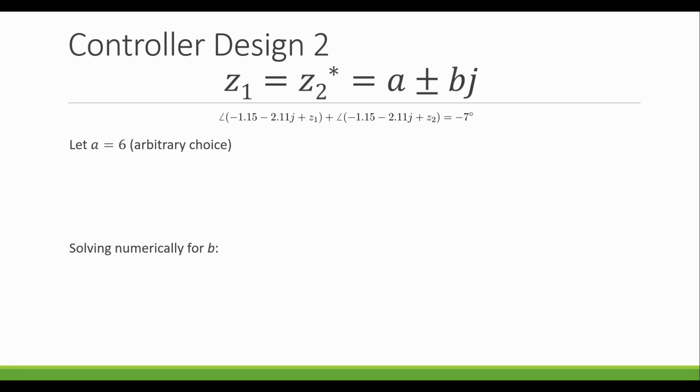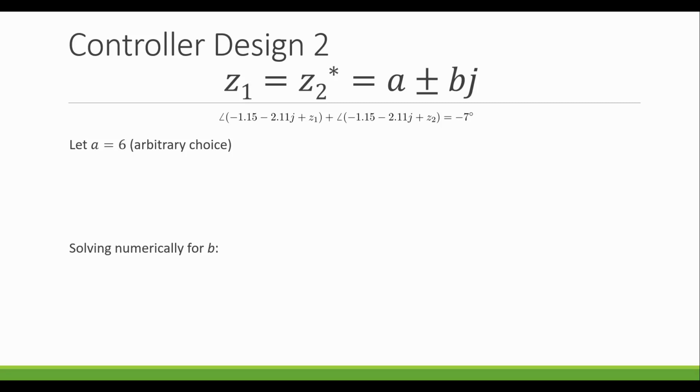Now we'll look at a second possible controller design. For this controller, I'm going to stay with complex conjugate zeros in my controller, and this represents, again, just a second design choice we could make of an infinite number of complex conjugate zeros we could choose for the controller, or real zeros that we could choose instead.